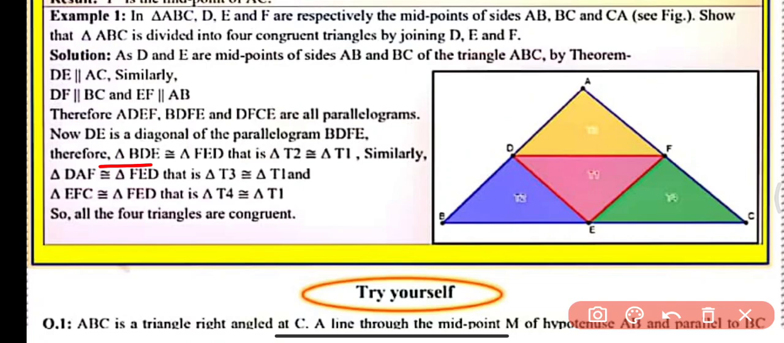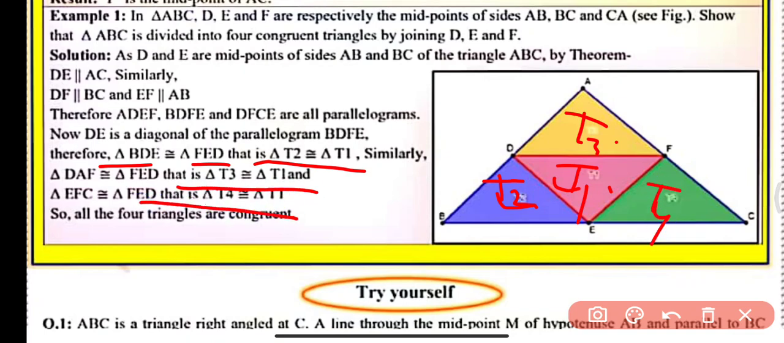triangle BDE, you can see here BDE, this one is congruent to this triangle. Similarly, we can say triangle T2 is congruent to triangle T1. So this is triangle T2 and this is triangle T1. Similarly, triangle T3 and T1 are congruent, and similarly T1 and T4 are congruent. So all these triangles are congruent to each other. So all the four triangles are congruent to each other.